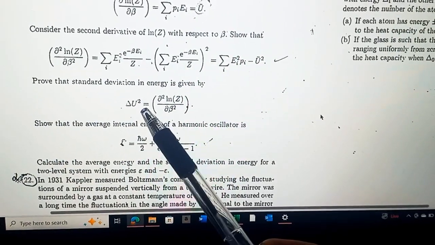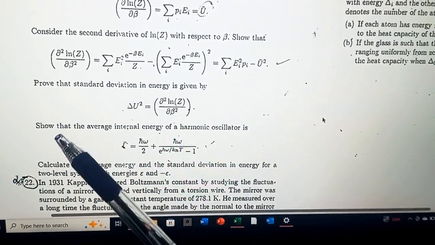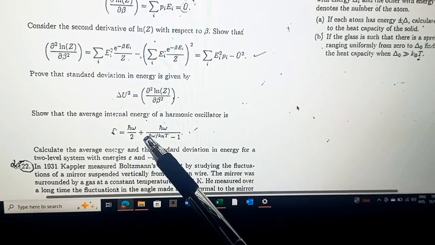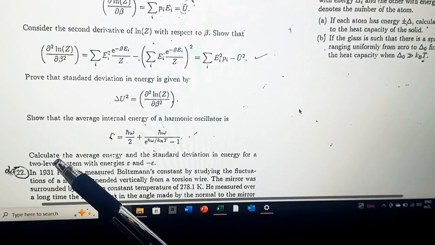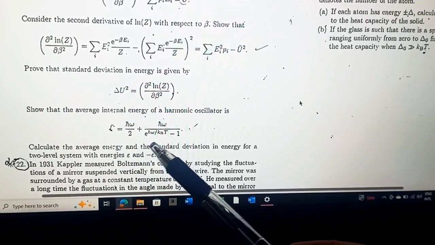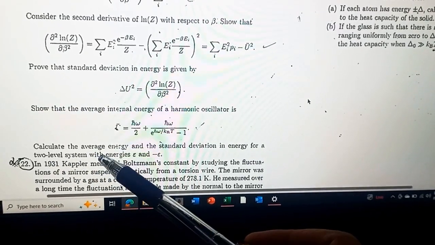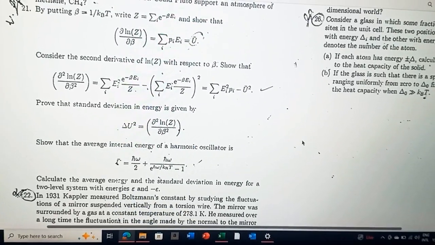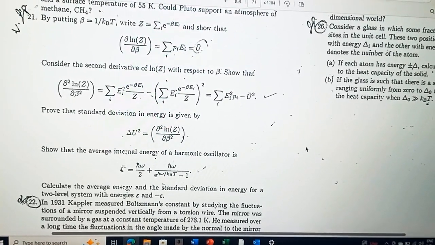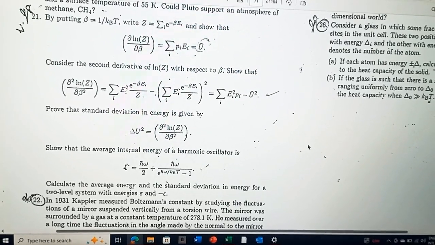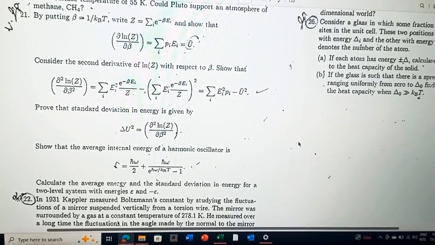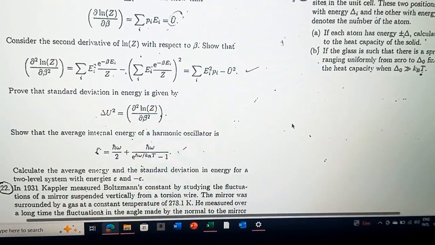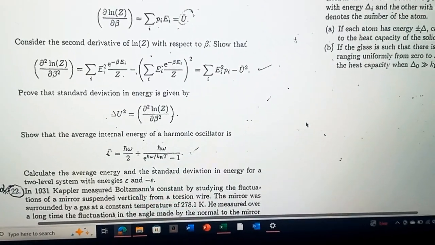After proving the third thing, the fourth thing here is to show that the average internal energy of a harmonic oscillator is this. And the fifth thing is to calculate the average energy and the standard deviation in energy for a two-level system with energies E and negative E. So a total of 5 different things that we have to do in this problem. It would be a lengthy problem, maybe, depending upon the length of the steps required to get the needed form. So let's quickly get started because it's a lengthy one.